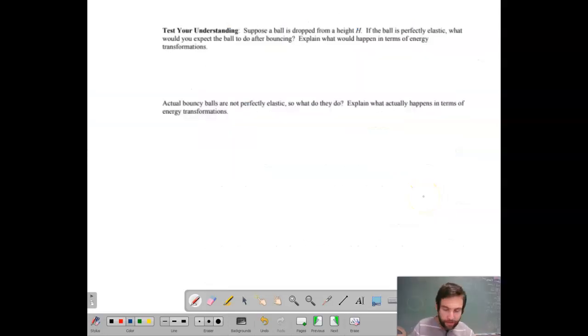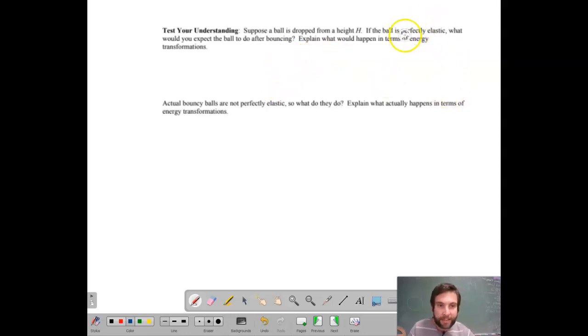All right, and the last test your understanding for 5.1. Suppose a ball is dropped from a height h. If the ball is perfectly elastic, what would you expect the ball to do after bouncing? Explain what would happen in terms of energy transformations.